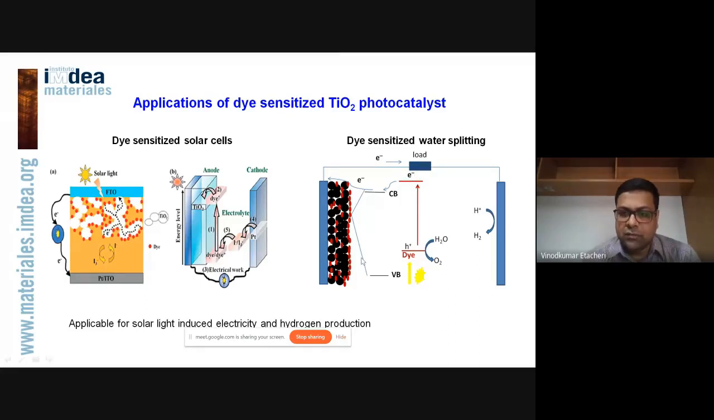So that creates a hole in the dye. That hole can be used to decompose water to oxygen, and the electron can be used to reduce H plus to hydrogen. So this reaction, dye sensitization, can be used for two main applications. One is in solar cells, the DSSCs, and another is water splitting. So it's used for both electricity generation and hydrogen generation from solar light or visible light.